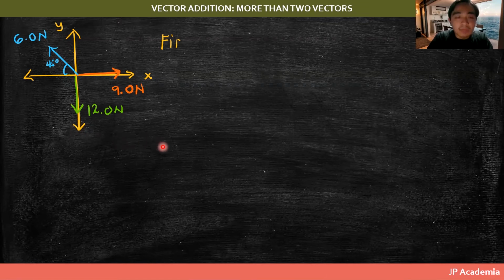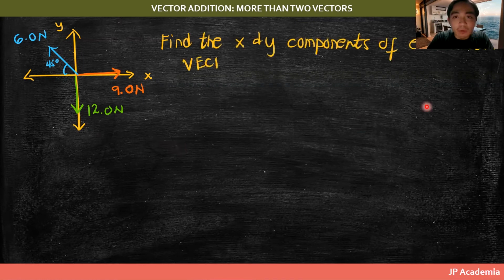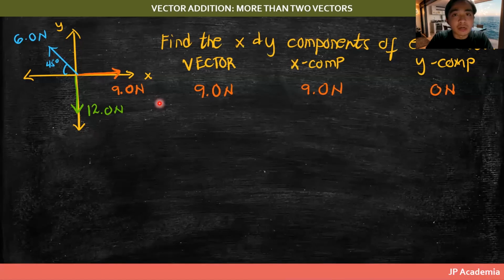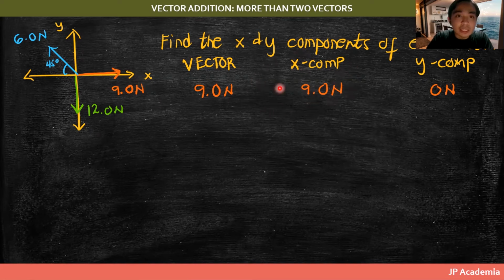Ngayon, same method lang ng pag-a-add ng 2 vectors kanina. Ang unang step dito, of course, after mo i-drawing para lang ma-imagine mo kung ano nangyayari sa problem, is to get the components of your vector. So, hanapin mo yung x and y components na mga to, given na 2D problem lang naman to. So, for example, for the first vector, 9 newtons, this is purely along the horizontal or along your positive x axis. Therefore, purely x component lang din yan.